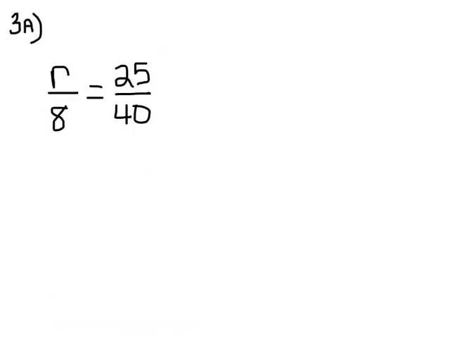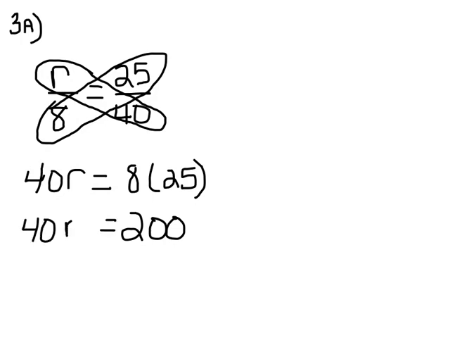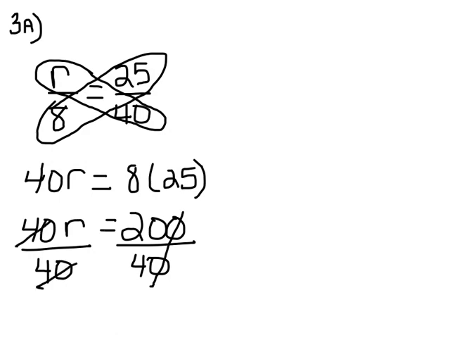Here's another proportion. R over 8 equals 25 over 40. As always, to solve any proportion, we'll be cross multiplying. So R times 40, or 40R, is equal to 8 times 25. 8 times 25 is 200, which equals 40R. Now we can solve our one-step equation by dividing by 40. Remember that here our two zeros cross off, and we have 20 divided by 4. So R equals 5.